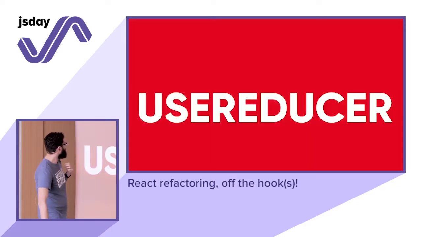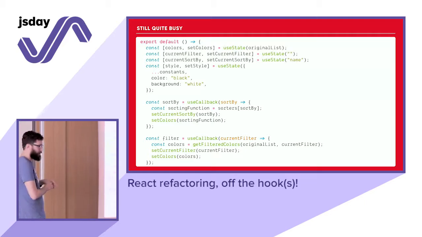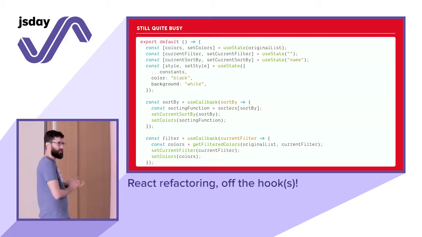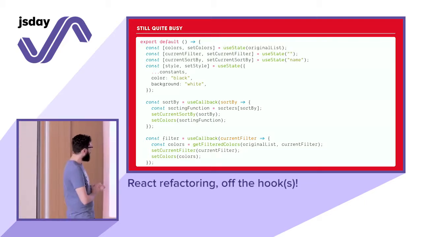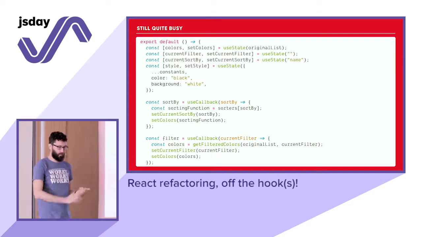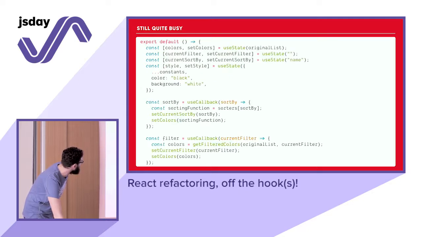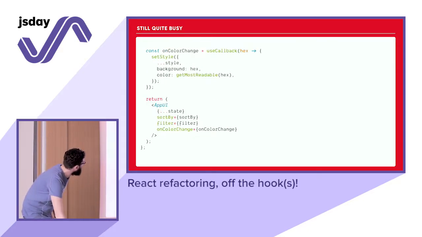So we're going to move forward to useReducer. The component that we just built is still quite long. It didn't change much in terms of size, right? It's still quite convoluted if you look at it. If you read through, there are still quite some function definitions and so on. So there is some wrapping to be done here.